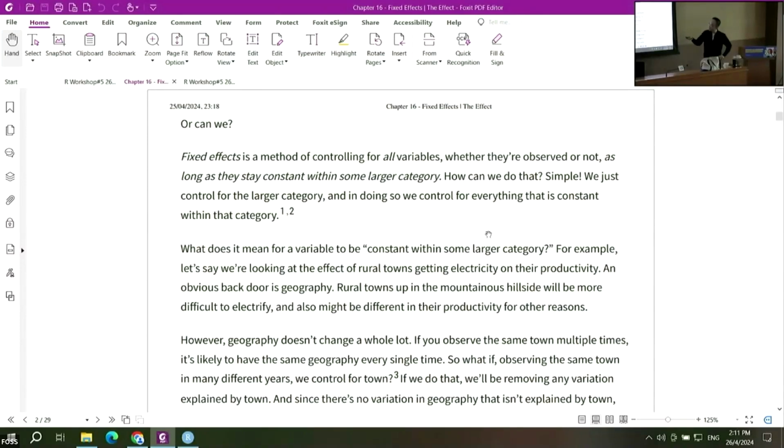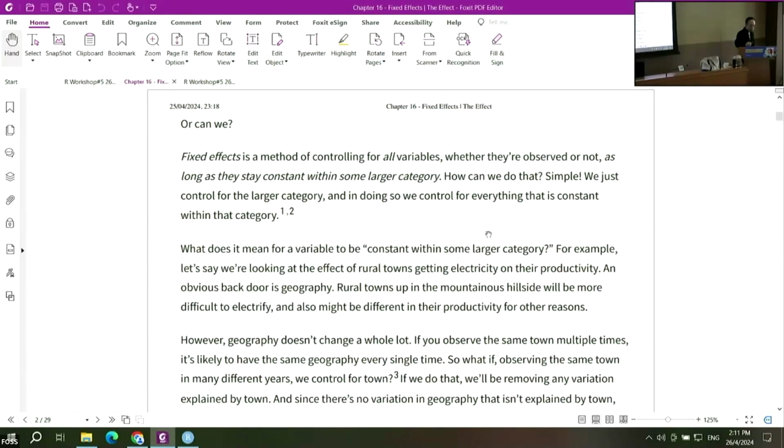So what does it mean for a variable to be constant within some large category? For example, let's say that we're looking at the effect of rural towns. This is a specific example, okay? And bear with me on that, while I read this through, I just want to try to make this make sense for you. So let's say that we are looking at the effect of rural towns getting electricity on their productivity. An obvious backdoor is geography, okay?